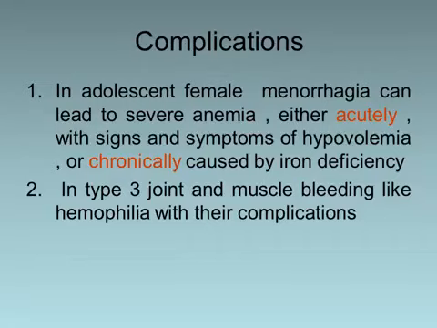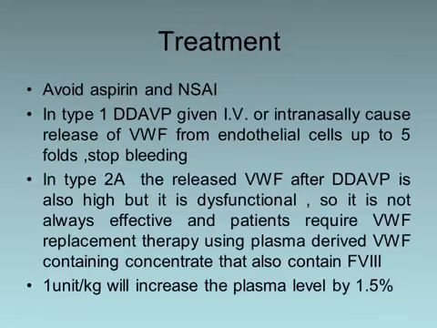In type 3, joint and muscle bleeding, like hemophilia, may be a complication. For the treatment, avoid aspirin and non-steroidal anti-inflammatory drugs. In type 1, DDAVP given IV or intranasally will cause release of von Willebrand factor from the endothelial cells up to 5-fold and so stop bleeding.